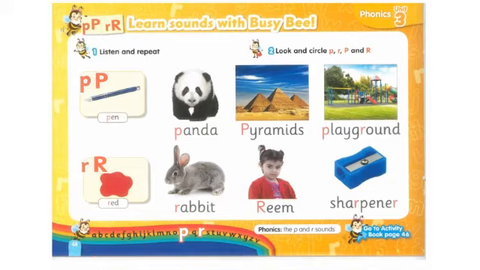Here we will circle the P in panda. Okay. And the P in pyramids. And the P and R in playground. Okay. And we will circle the R in red and the R in rabbit and the R in Reem. This girl's name is Reem. And the R and R in sharpener. Okay. Next page.